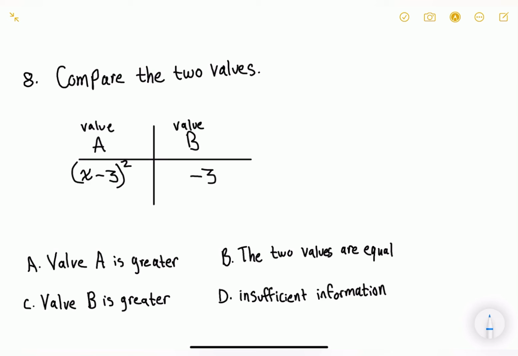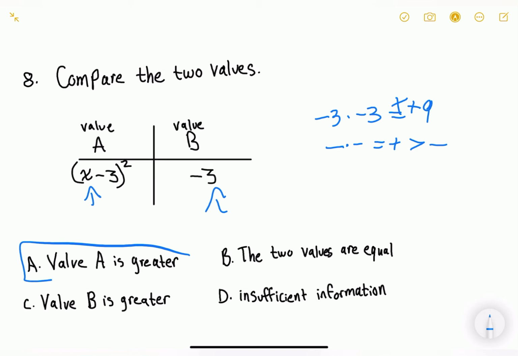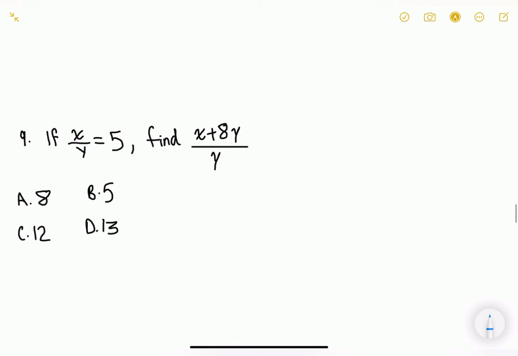Why is value A greater? Because we know that any negative times a negative equals positive, and this is simply a negative number, so we know positive is greater than negative. We don't even have to do the work like, oh, -3 times -3 because it's squared, and then it's going to be +9, so it's going to be x plus 9, and we know that value A is greater.